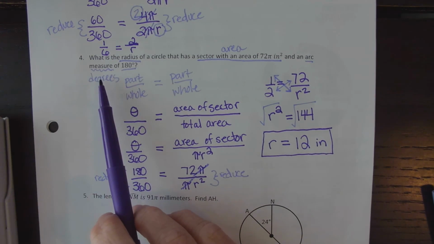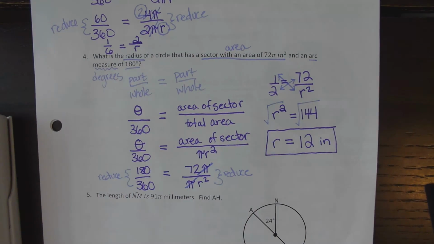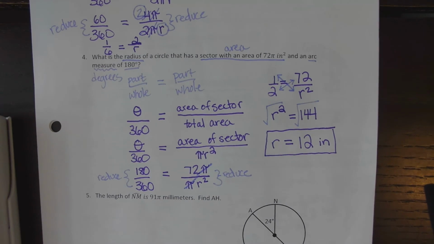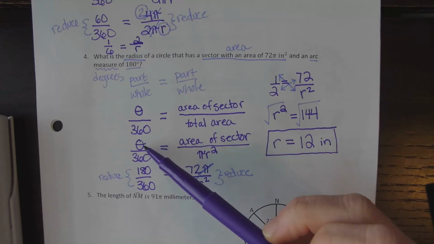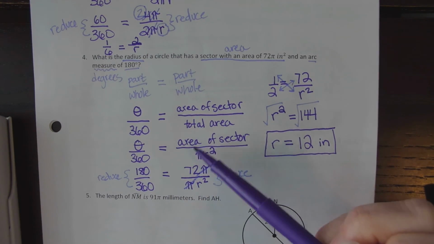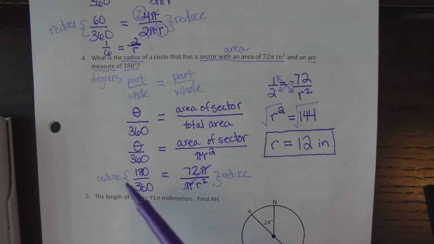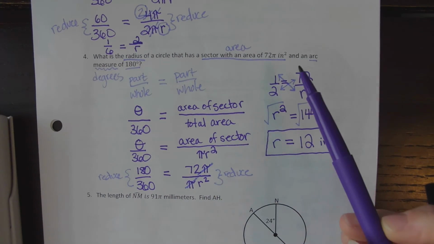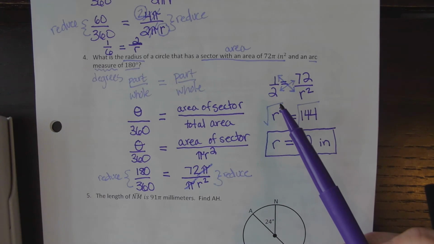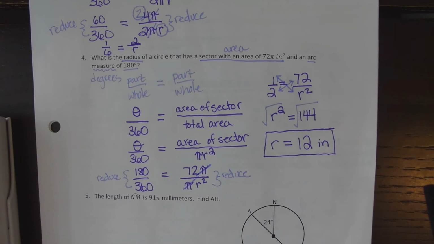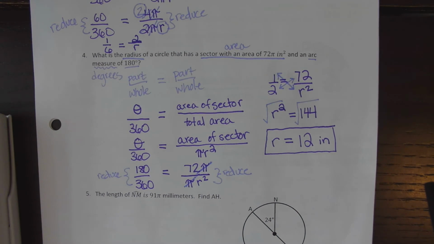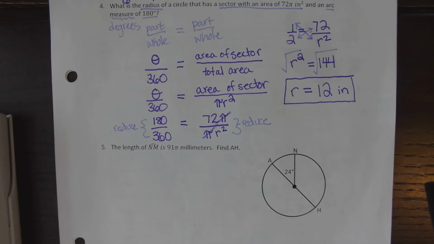So I said, hey, I've got degrees and area. So I did part over whole equals part over whole with degrees and area. Plugged in my numbers, reduced the fractions, cross multiplied, had an r squared, so I have to square root it to get my answer. All right, let's do this last problem.